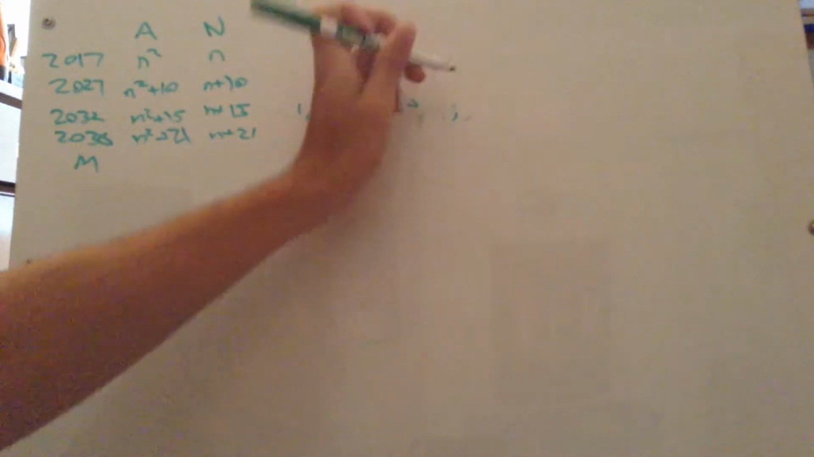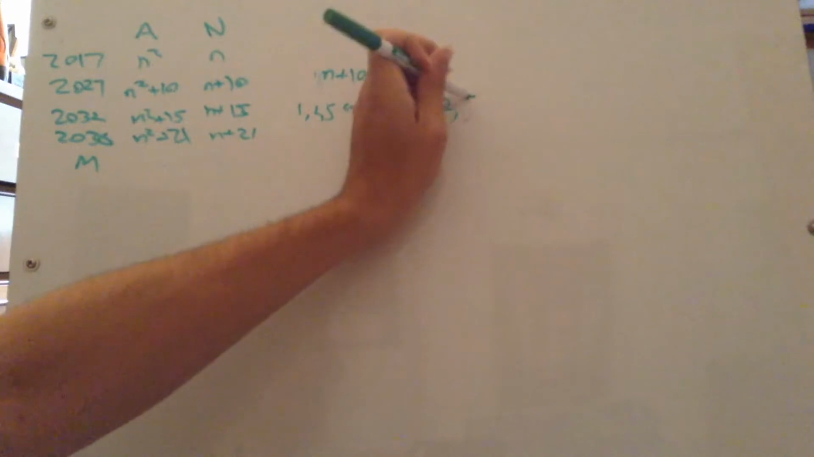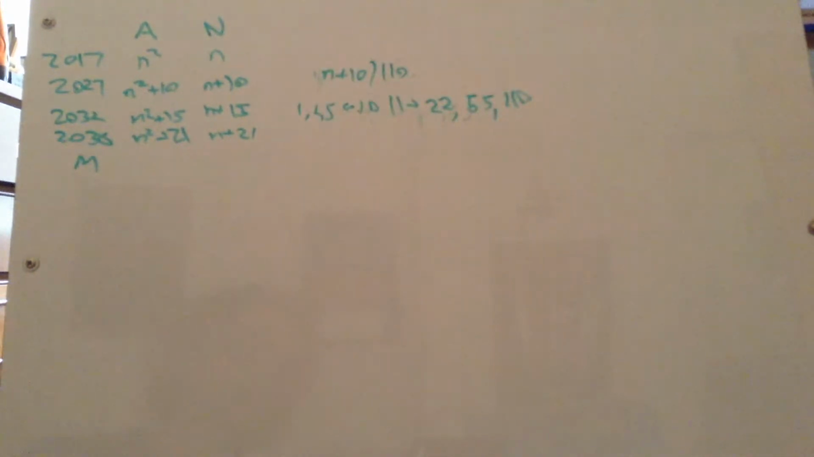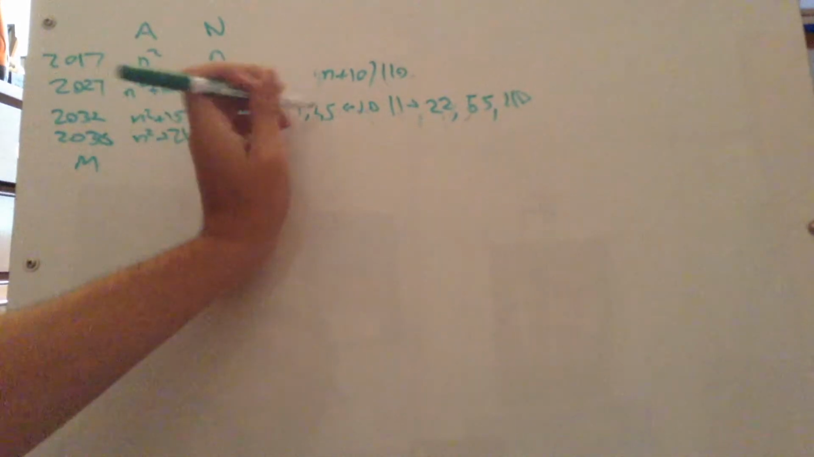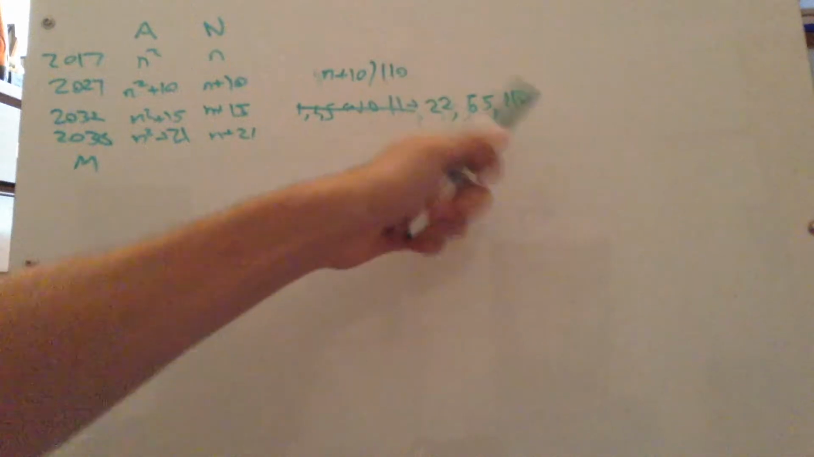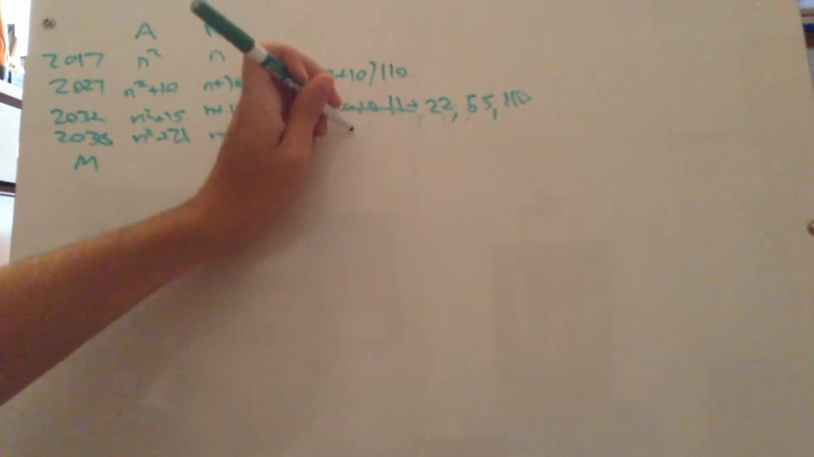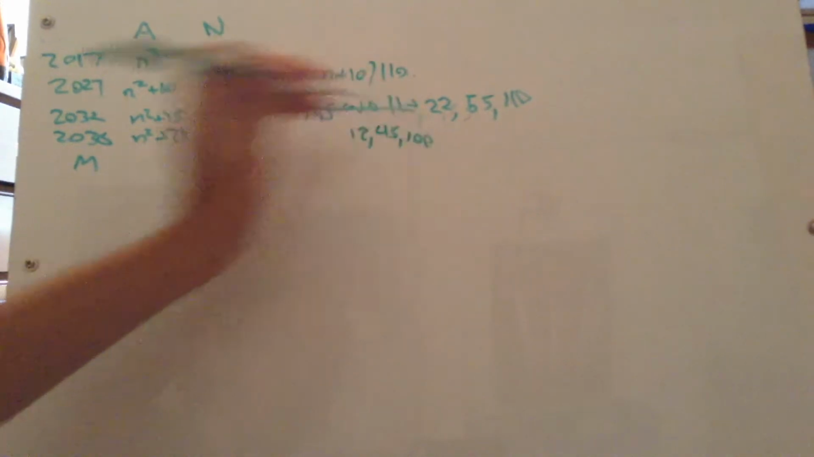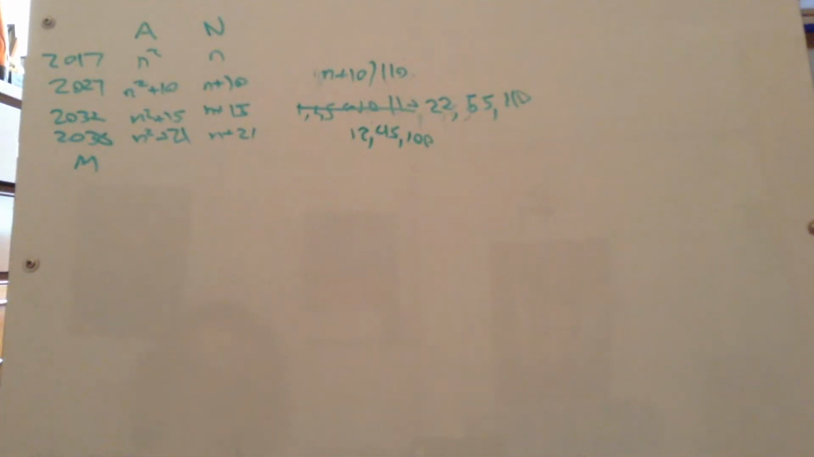So 110 over 5 is 22, over 2 is 55, and over 1 is 110. We don't care about any of these values; all we care about is that n plus 10 can be one of these three, which means n can be either 12, 45, or 100. We don't have enough information from this equation to figure out which of the three it is, so we move on to the next one.